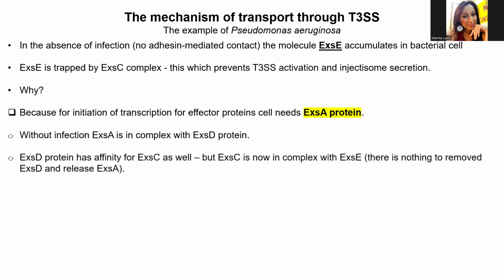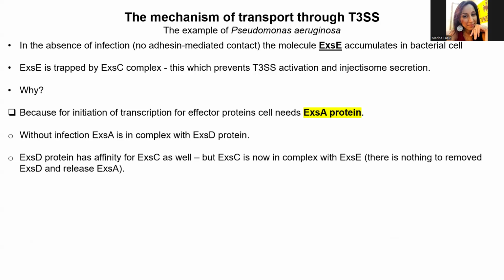But XD actually really likes XC. So they have affinity for each other. But because C is in a bad relationship with E, nothing can happen. So A and D are stuck together, C and E are stuck together. But D also can bind C. Why can't it? Because C is trapped by E.